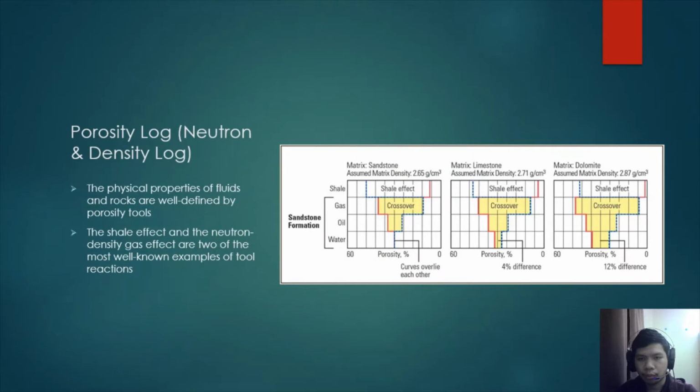So we go through to determine the porosity using the combination of these two logs. The physical properties of fluids and rocks are well defined by porosity tools, and the shale effect and the neutron density gas effect are two of the most well-known examples of tool reactions. I'm going to go through those two on the next slide.